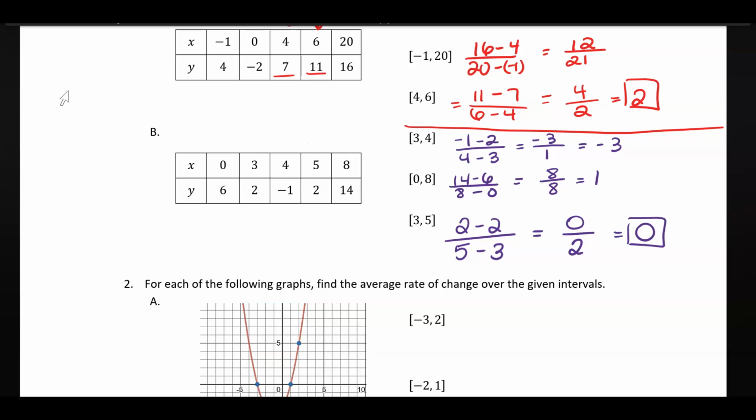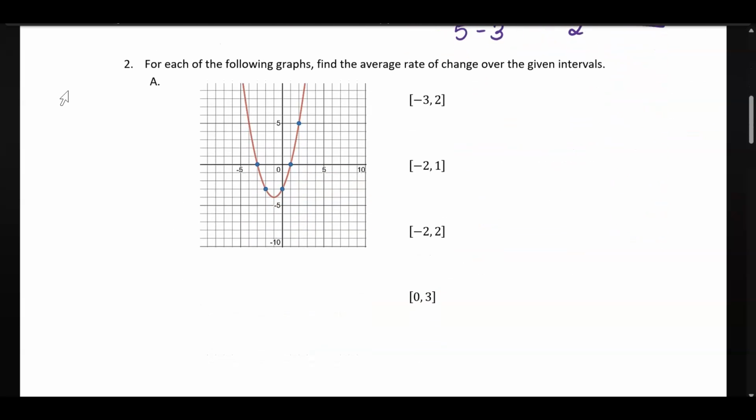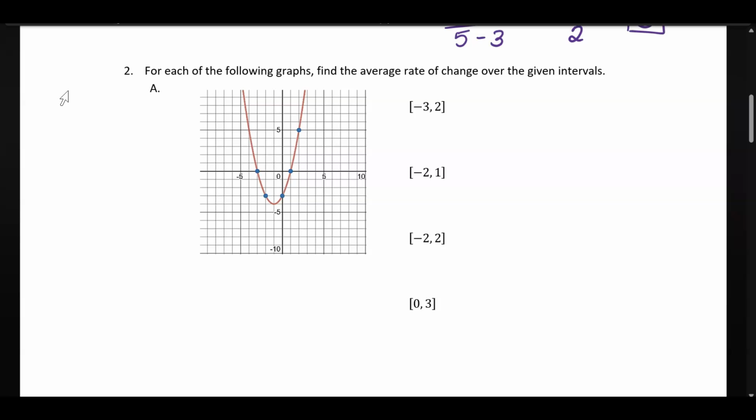All right, let's take a look at it from a graphical perspective. So for each of the following graphs, find the average rate of change over the given intervals. Remember, these are intervals. So here we have negative 3 and 2. When I look at delta y over delta x, I need to figure out what those y values are. So at negative 3, I'm going to come over here and I have 1, 2, 3. So I see that one of my points is going to be negative 3, comma 0.